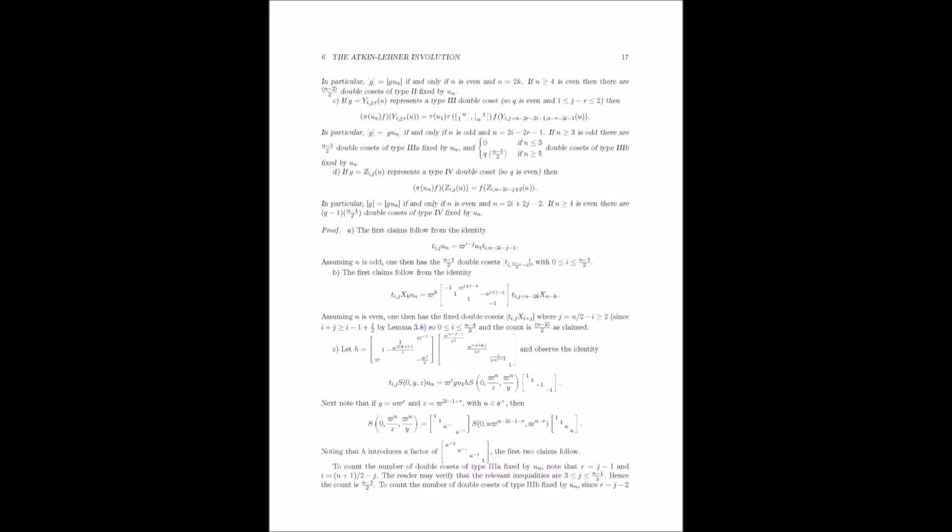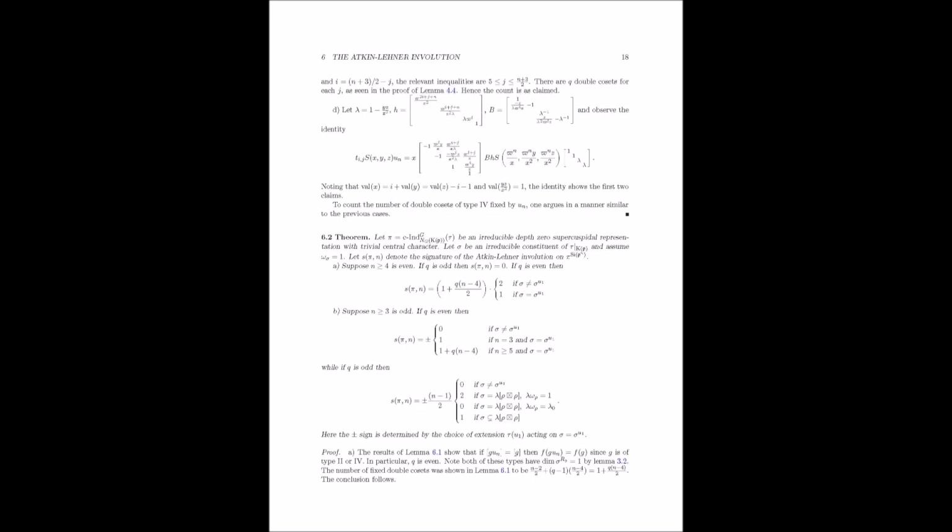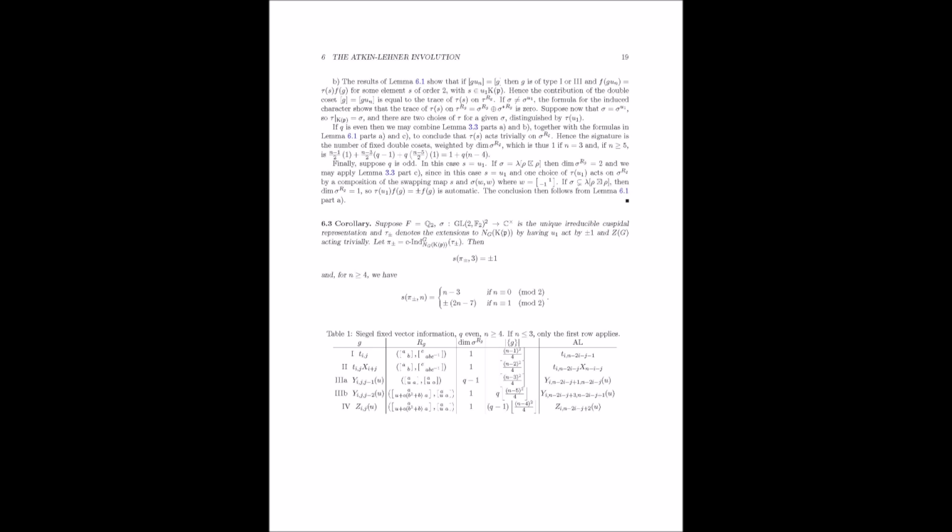And to give a concrete example, he presents corollary 6.3. This one specializes the signature formula to the case where F is Q2 and the representation is the unique irreducible cuspidal representation of GL2 of 2 squared. This corollary gives a simplified formula for the signature, and it just depends on whether n is even or odd and how we extend. So we see how those general results work in specific cases.